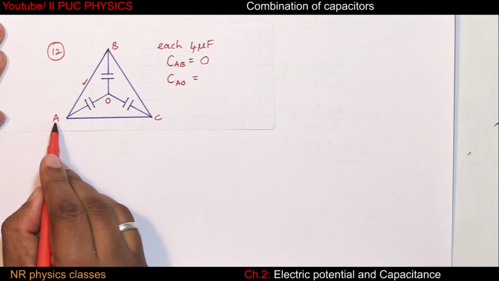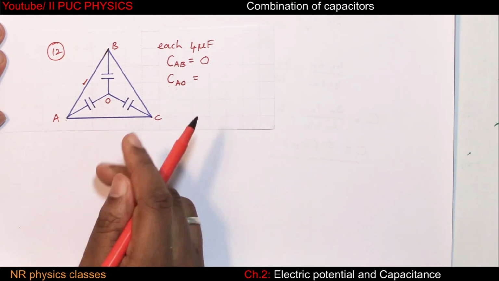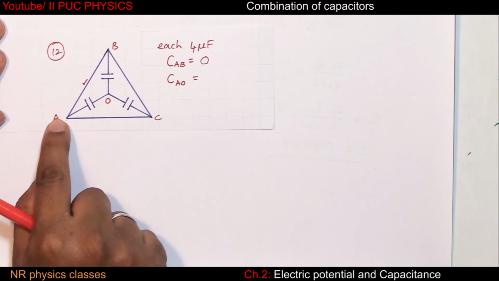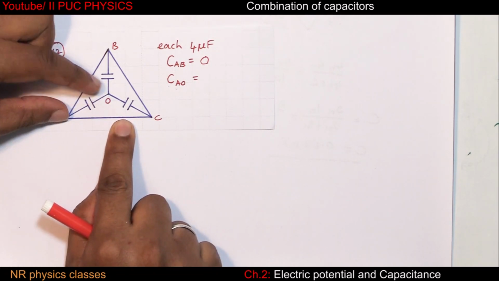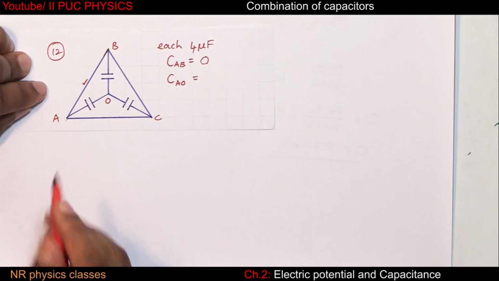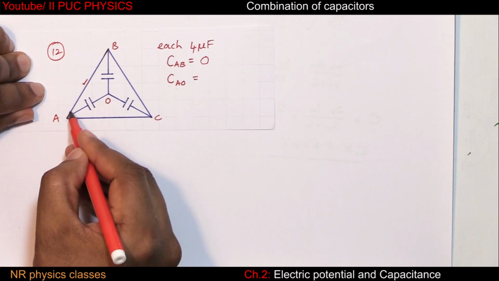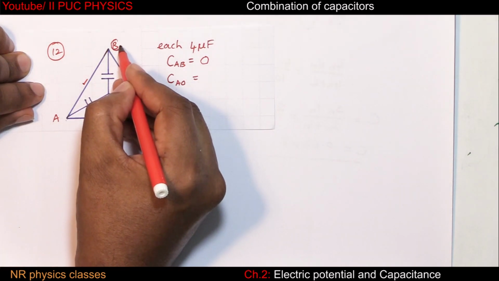Next, between A and O. This is A, this is O. We have to find between A and O, these 2 points. If this is A, connected by wire means actually this is also A.